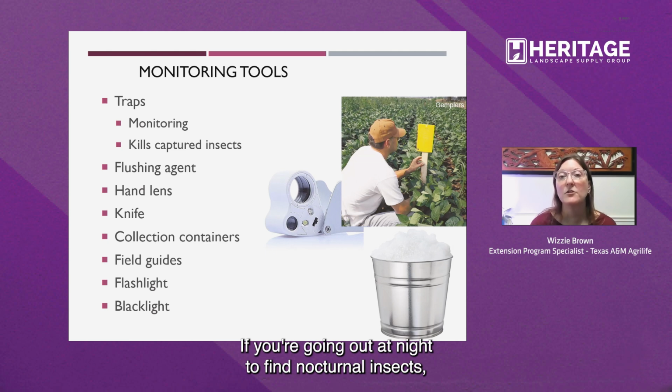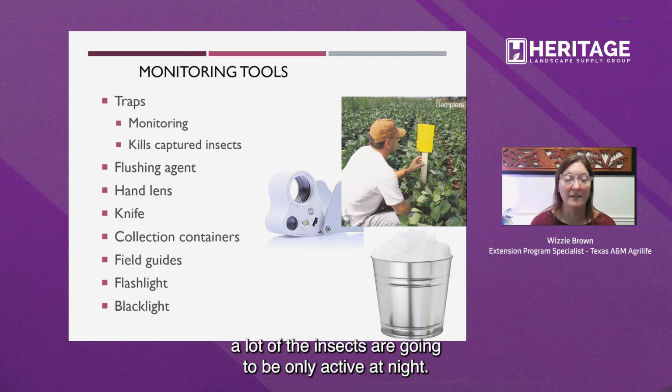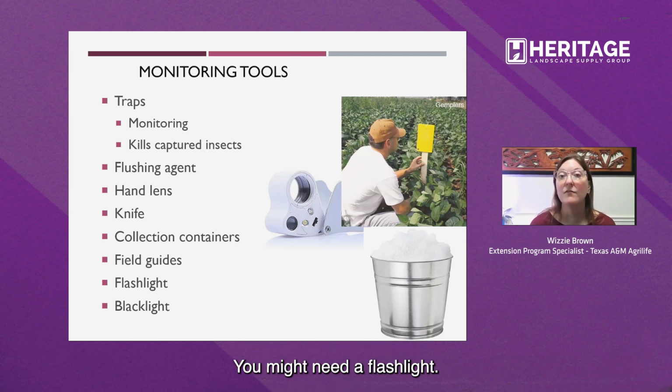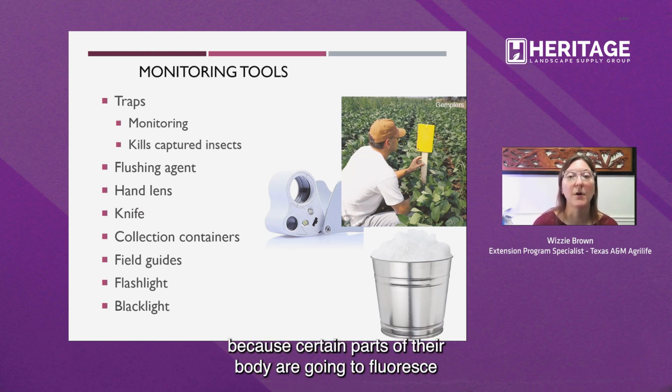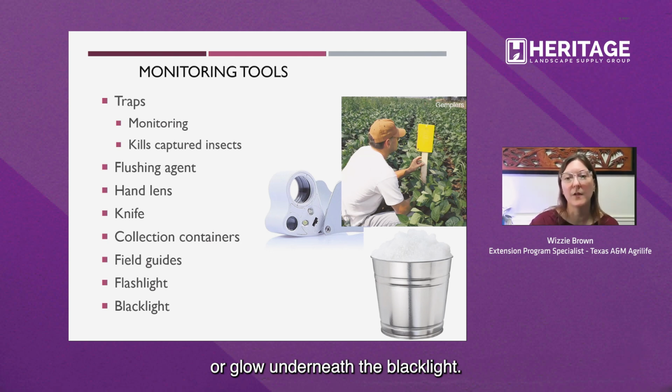If you're going out at night to find nocturnal insects, a lot of the insects are going to be only active at night. You might need a flashlight. It's best to have a red cover over the flashlight so the insects aren't detecting that light source, but you can still see. And then if you have certain types of insects, a black light might come in handy, and that will help to pick up the insects because certain parts of their body are going to fluoresce or glow underneath the black light.